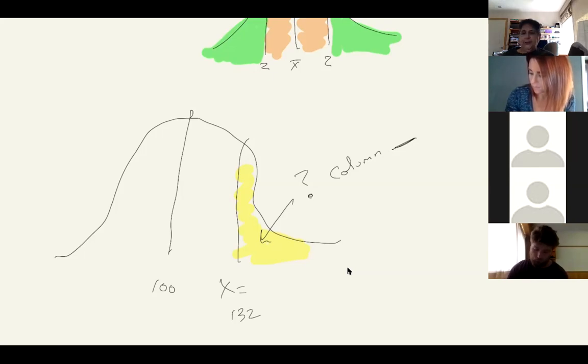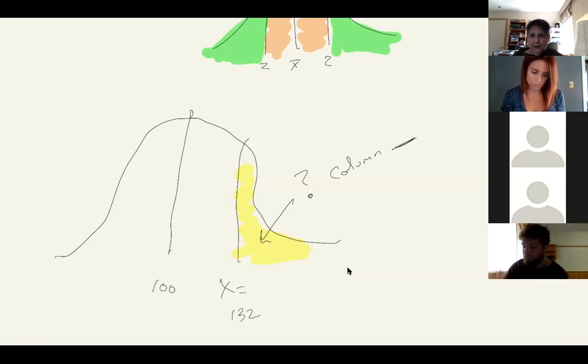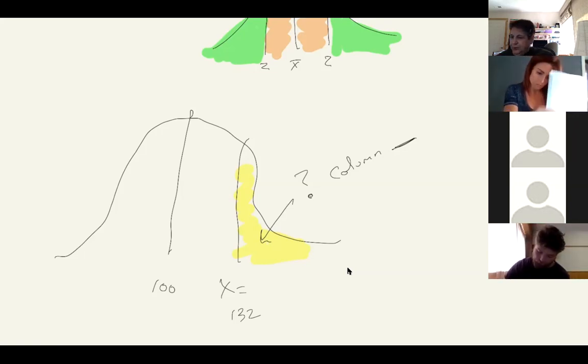I'll give you a hint. It's the Z table. And in order to use the table, we need Z. We need one of the columns in the table to use the table. We're trying to find area C. We don't care about area B right now. So we're going to need to find Z to get to the answer, which is in column C.